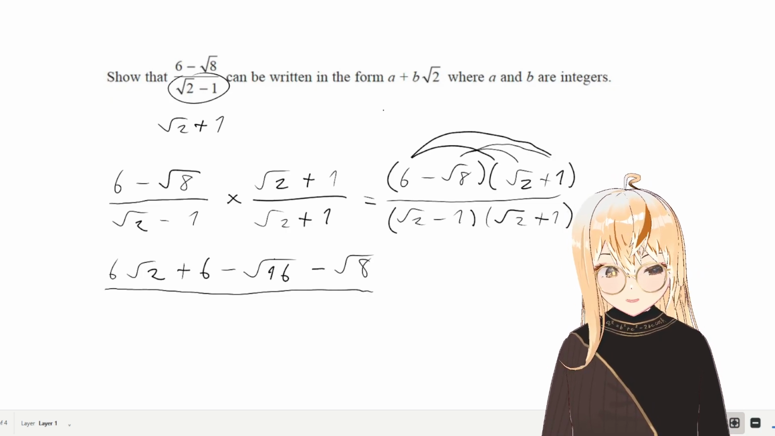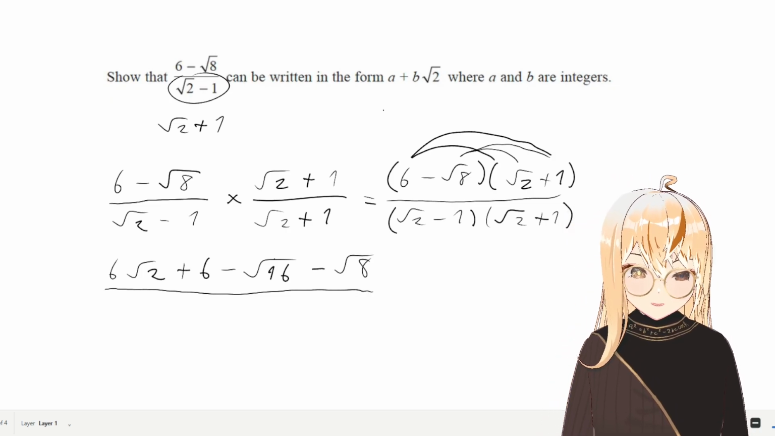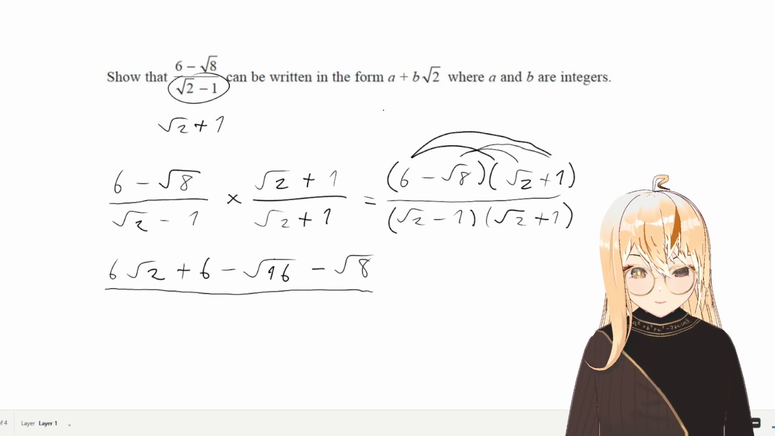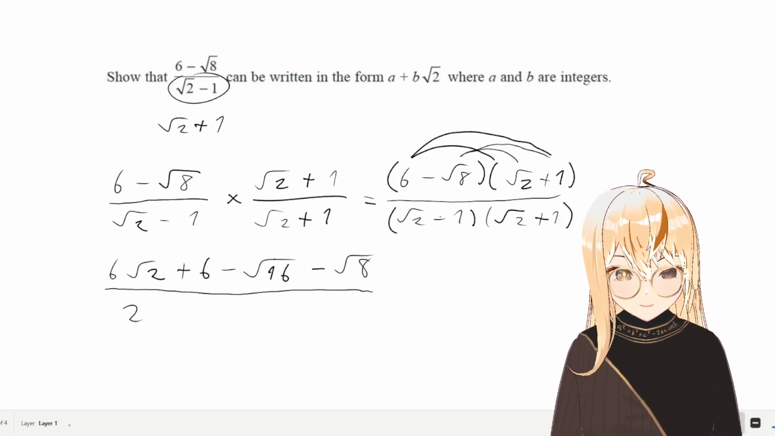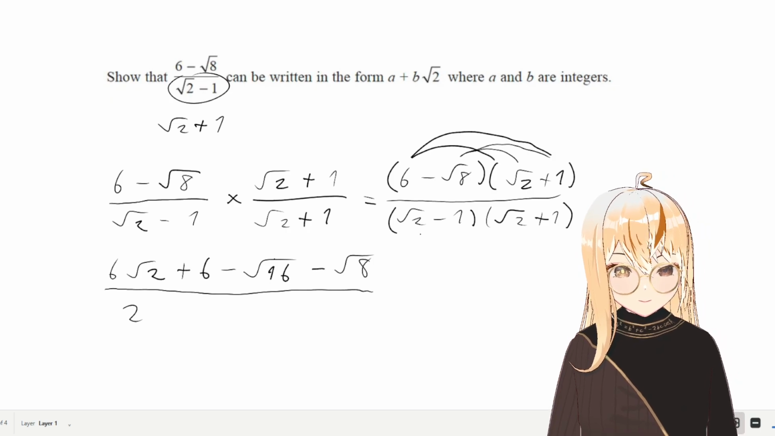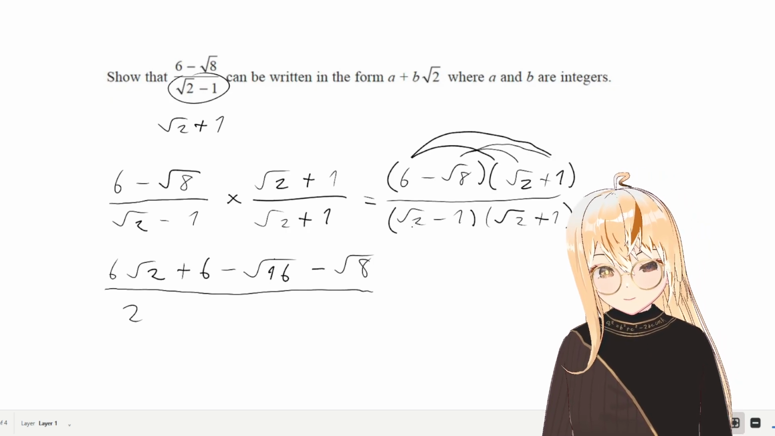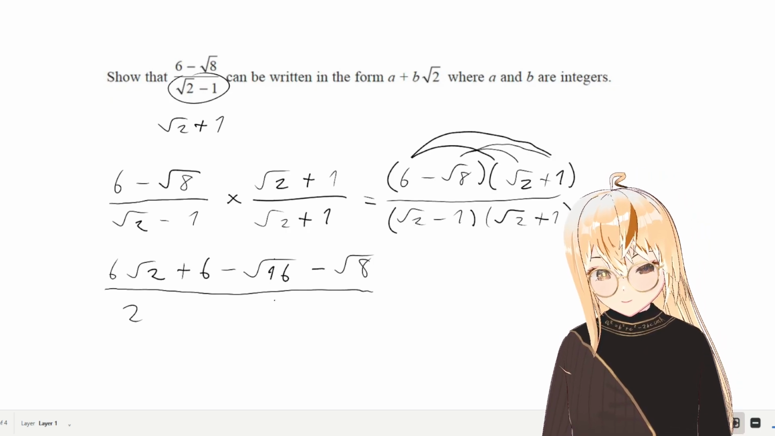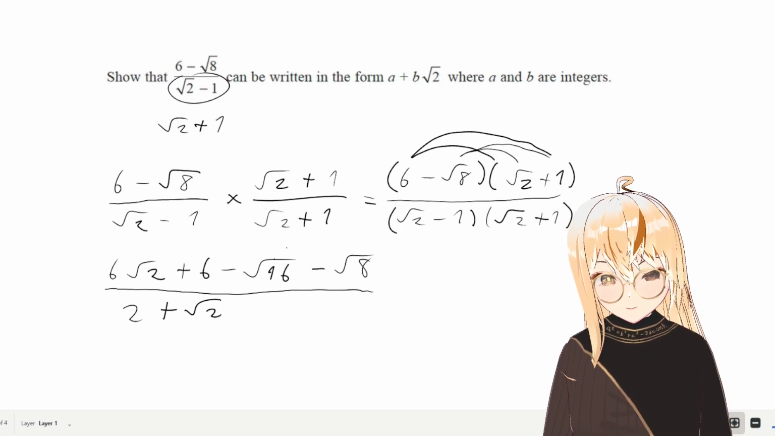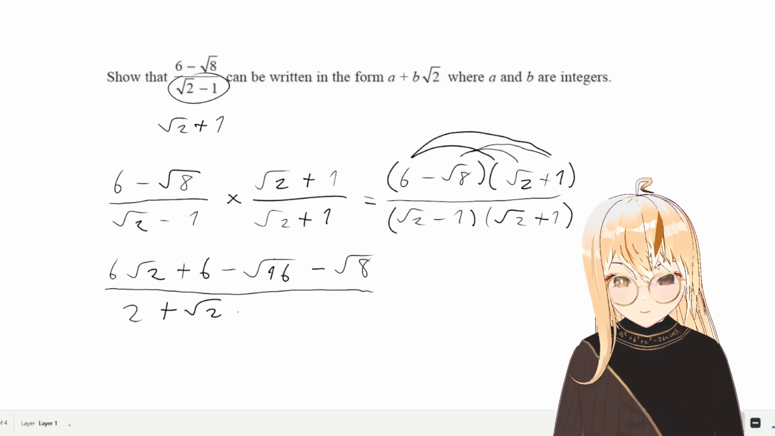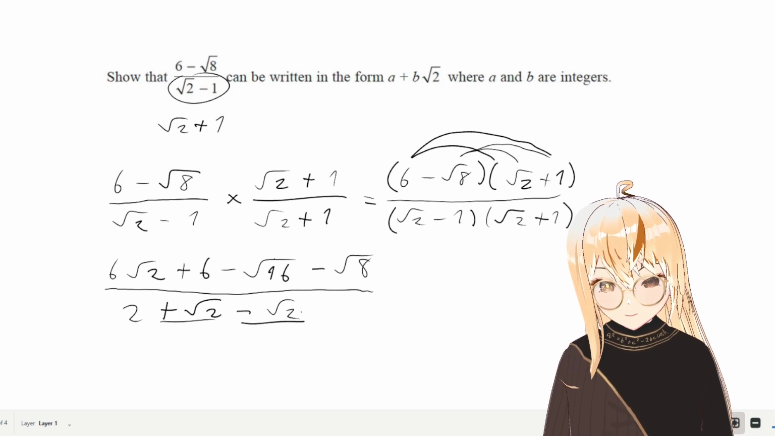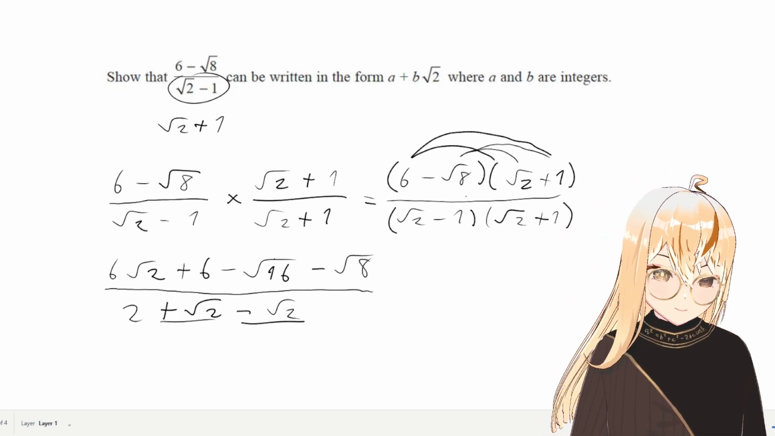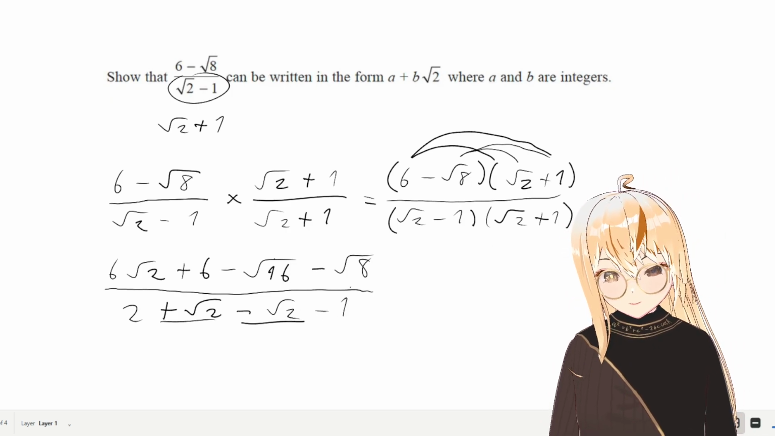So root 2 times root 2 you get 2, because if the whole number under the square root is the same, then you just get the whole number. The next two terms will cancel out, because root 2 times 1 is equal to plus root 2, but then minus 1 times root 2 is equal to minus root 2. Then you'll see that these are cancelling out. And then minus 1 times 1 is minus 1.